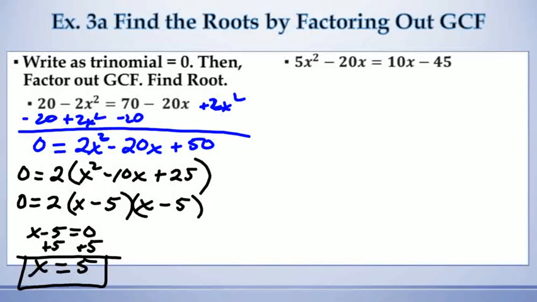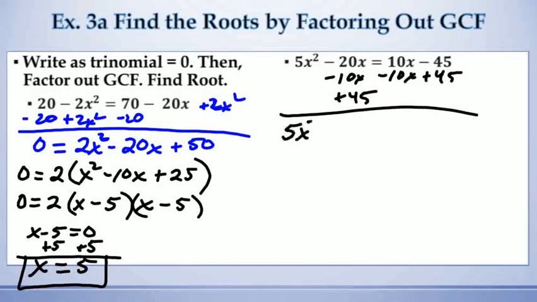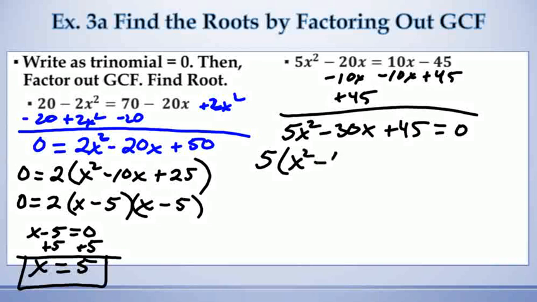5x squared minus 20x equals 10x minus 45. Again, I have to make that equal to 0. So I'm going to subtract 10x and add 45 to both sides. I end up with 5x squared minus 30x plus 45 equals 0. Now, if I look at my trinomial, I know I can take a 5 out of all three terms. That leaves me with x squared minus 6x plus 9. And this all has to equal 0.